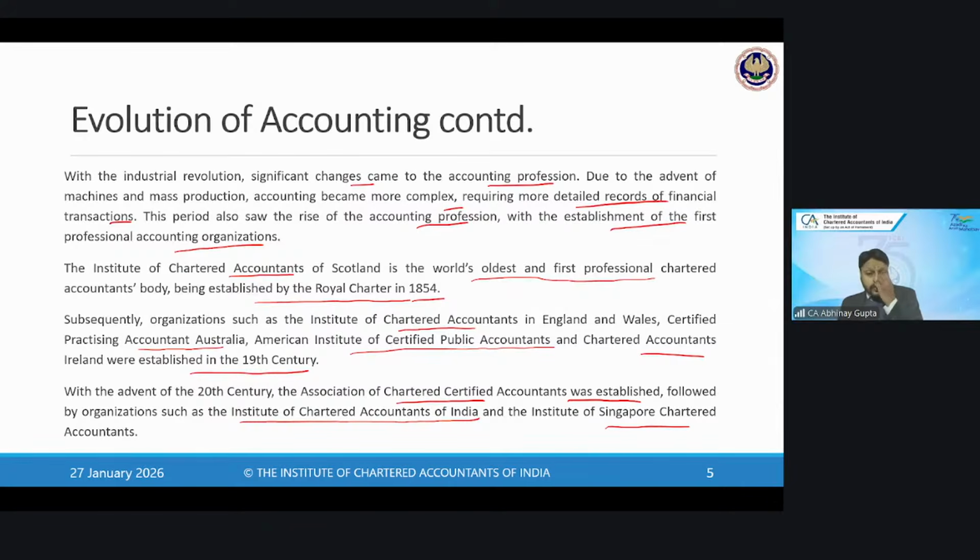So, when our ICAI was established, the exact date, anybody knows? 1949, July 1st. Right. So on 1st July 1949, the Chartered Accountants Act was laid and passed, under which the ICAI operates today, right? So this is the brief background of how accounting has evolved over the period, right?